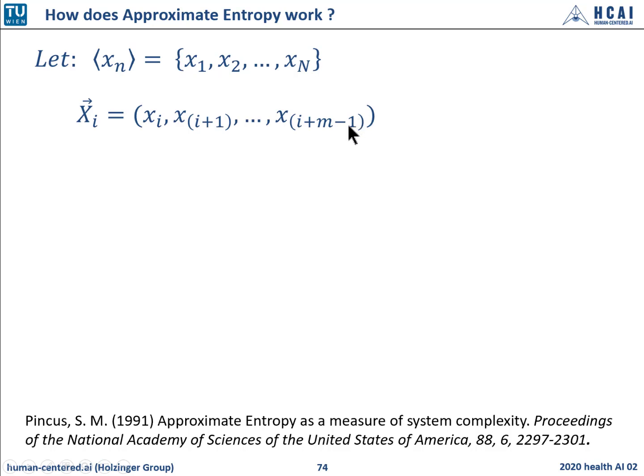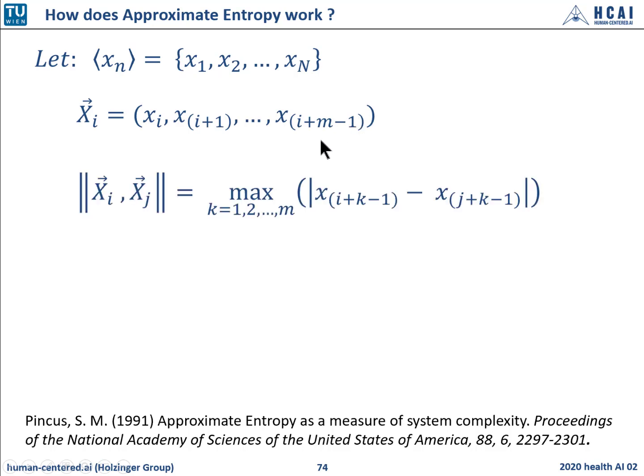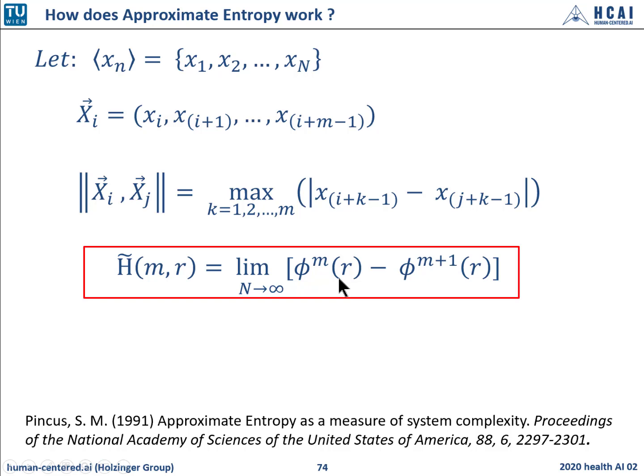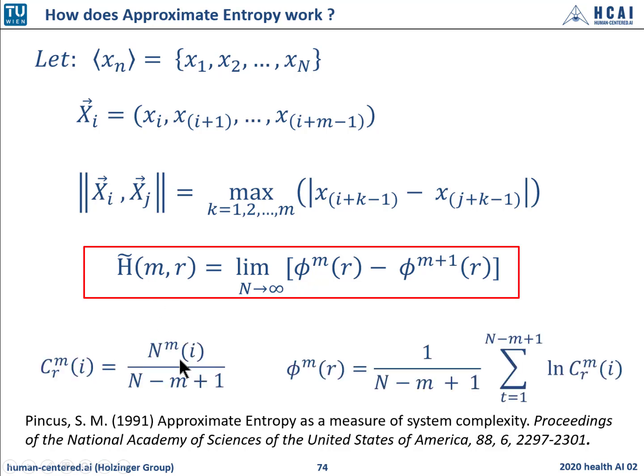Then we form an m-dimensional vector. Then we measure the distance between every component, that means the maximum absolute difference between their scalar components. This is done here. And then we look in which dimension is the biggest difference. As a result, we get the approximate entropy. And if there is no difference, we have zero relative entropy. This is here, H of m, r, where m is the run length. This is here, the run length. And r is the tolerance window.